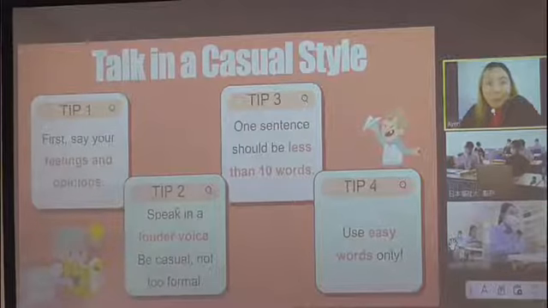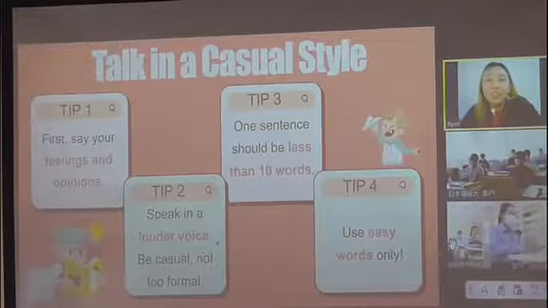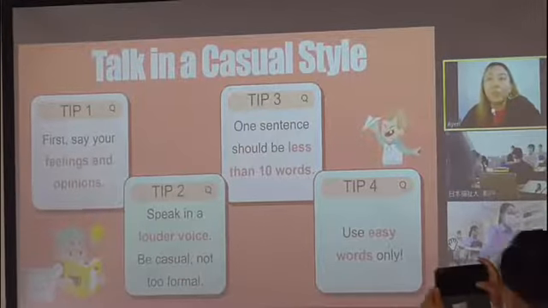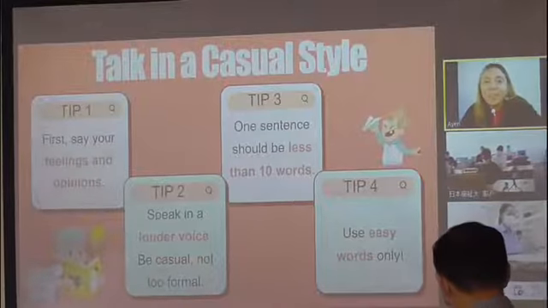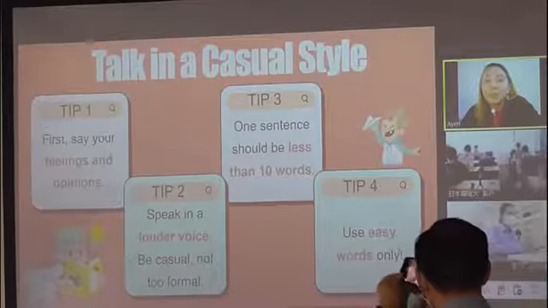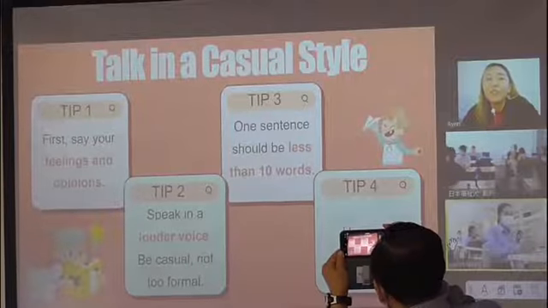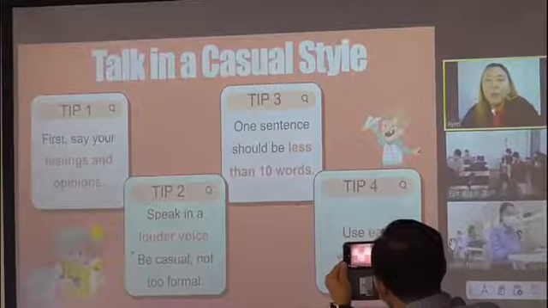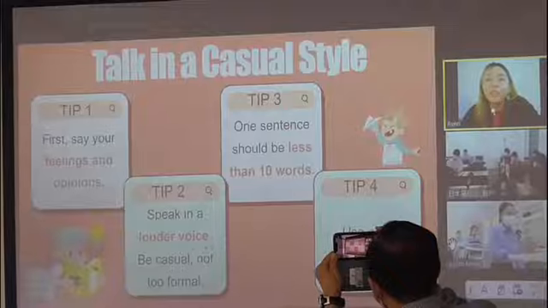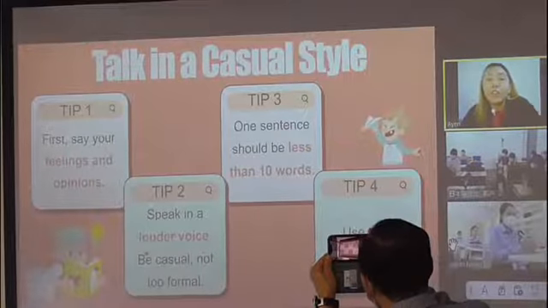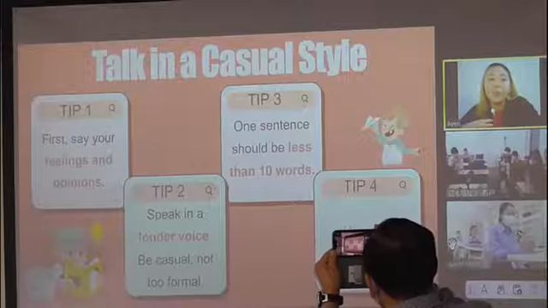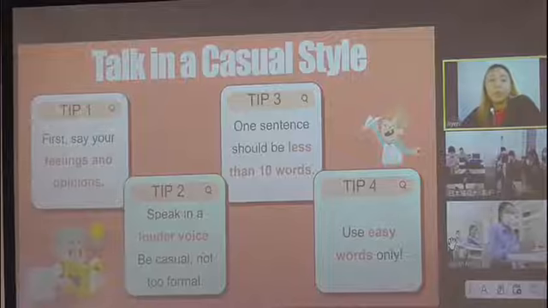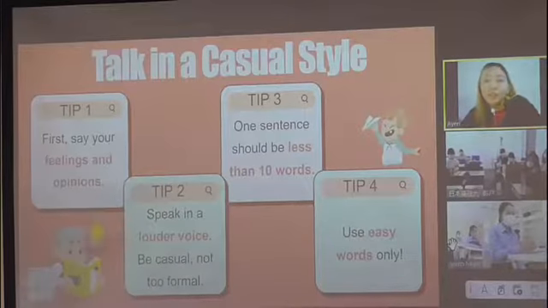Second, this is important: speak in a louder voice, so that you are casual and not too formal. Speaking in a loud voice helps our audience to understand what we are trying to say. Because if you speak in a loud voice, you will have a clear voice, of course, and your audience will be able to get what you are trying to say.